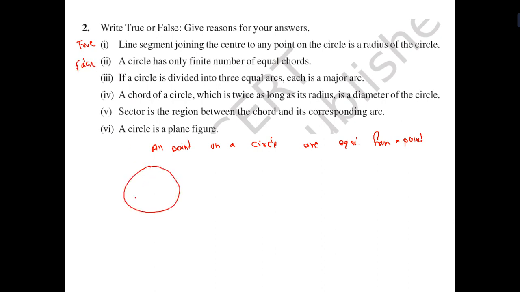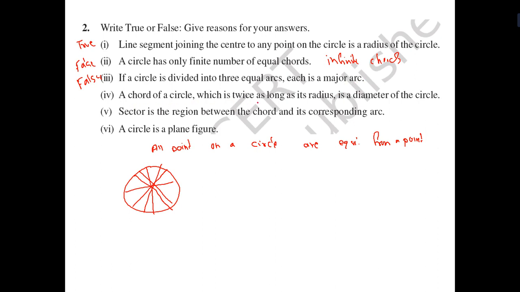Because we can draw infinite chords. These are all the chords. So it is also false. A circle has infinite chords. If a circle is divided into 3 equal parts, each arc is a semicircle measure? False again, because each part will be less than a semicircle.